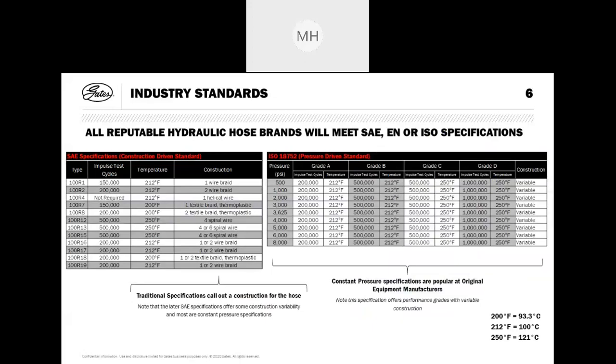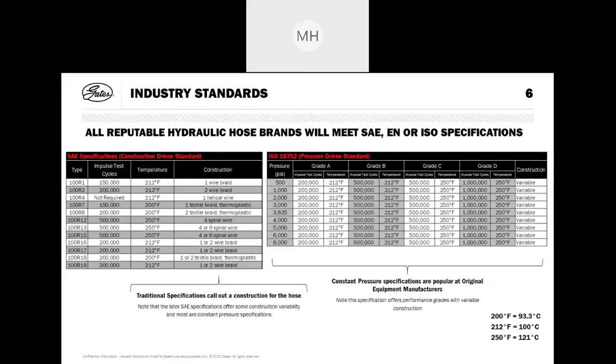And then for the R13 and R15, we have some variations in the construction coming in. So in the smaller sizes, you have 4 spiral wires. For the larger sizes, you get 6 spiral wires to meet the impulse cycle requirement. R16 and R17 hoses, again, have 2 variations in the construction between a 1 and a 2 wire. Obviously 1 wire for the smaller ID, then 2 wire when we get to the larger IDs. Also R18, which is a 1 or a 2 textile braid thermoplastic, and then R19 back to a 1 or a 2 wire braid construction.